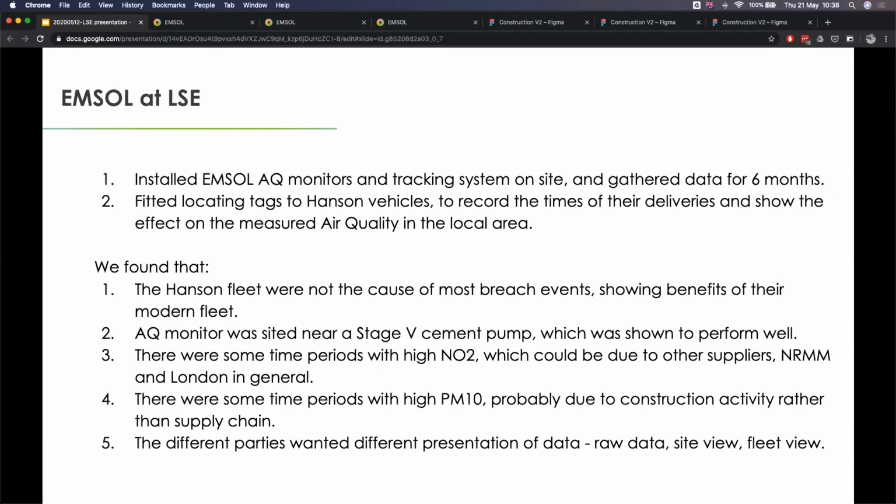Okay, next one, we found that there were some time periods with high nitrogen dioxide where there weren't any Hanson vehicles visiting the site. So we think that these are probably due to other suppliers, such as the waste contractor or the building site next door, or the local London environment in general.